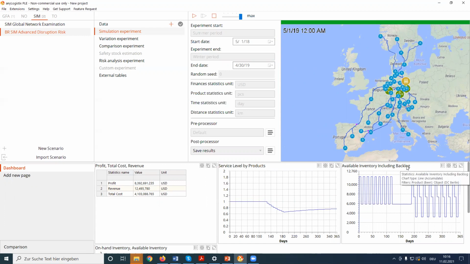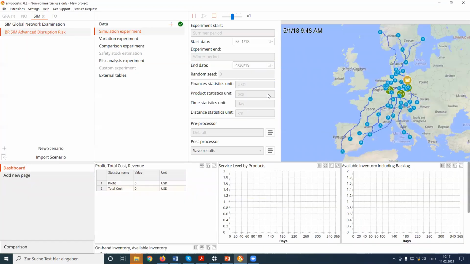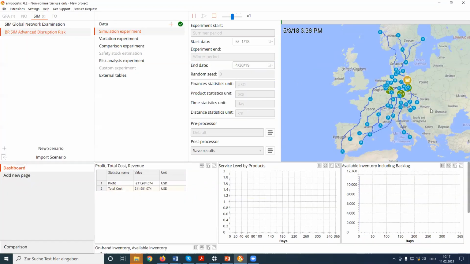What we can see in the simulation is that our profit is 8.4 million. We can see a significant impact of the disruption in the distribution center on on-time delivery, which decreases significantly. And we can also see the impact on inventory dynamics. Here we clearly can observe an interruption of material flows due to the disruption. We can run this experiment once again in dynamics so that you can see a dynamic simulation in time.